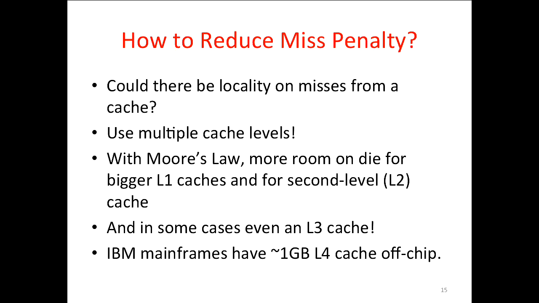And some machines even have a level 4 cache. Usually that's off chip. I'll go through an example later about an IBM mainframe where you have on the order of a gigabyte of cache off chip. And in these systems, you may have hundreds and maybe even terabytes of main memory in the system.